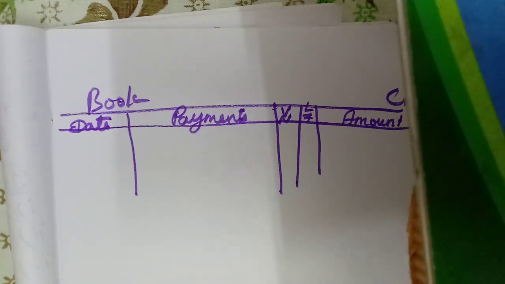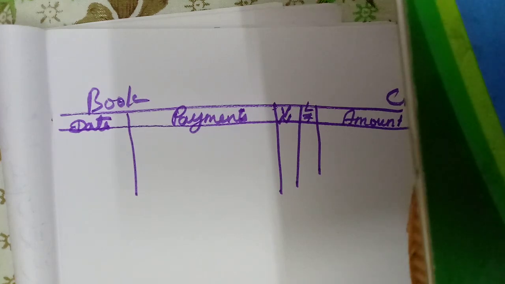We should check which side we have more total. Then the same total will be written on the other side also. So which side we have less total, there we should write the balance. Usually the cash book will show only the debit balance, so on the credit side only we should write the balance. That means debit will be more. Only then we can say it is debit balance.